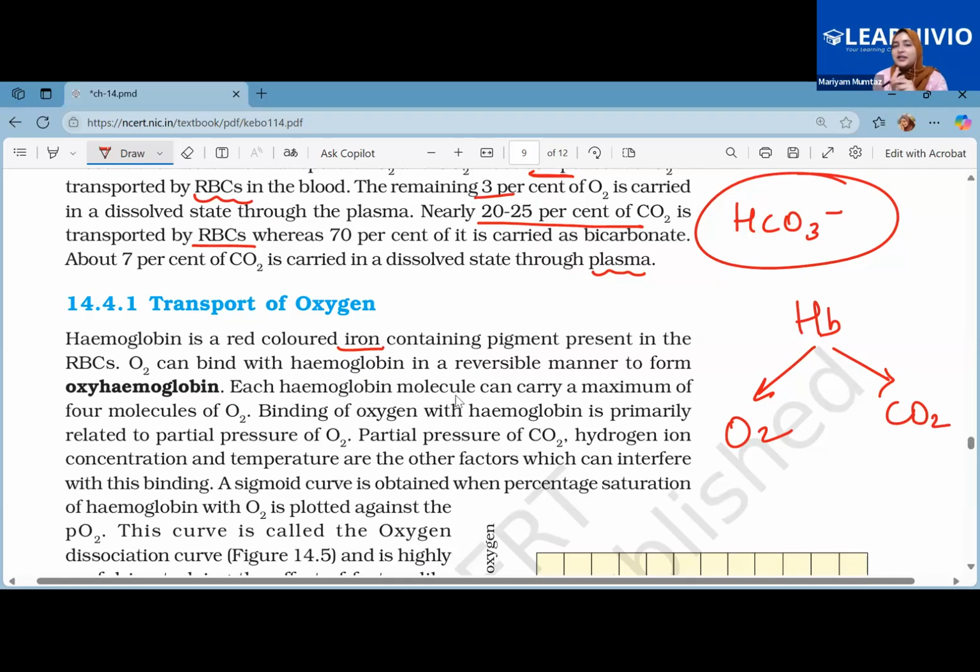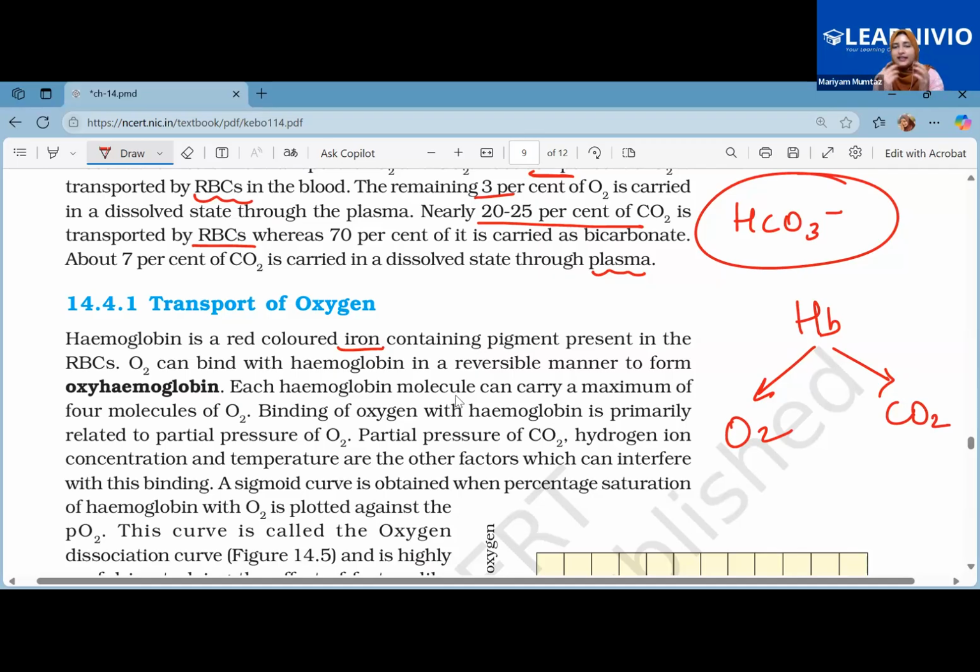I taught about partial pressure in the previous class. You can explain. Partial pressure. Who can explain partial pressure? No one. So it's good that I'm repeating the topic.